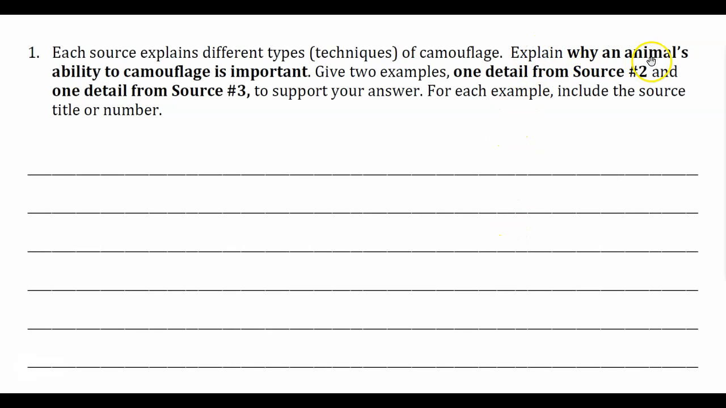It says explain why an animal's ability to camouflage is important. Give two examples. Okay, give two examples. One detail from source two, okay, and one detail from source three, and I'm going to show you what those are. Okay, to support your answer. For each example, include the source, title, or number.